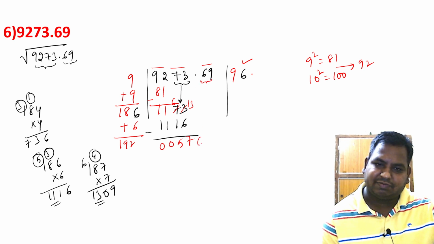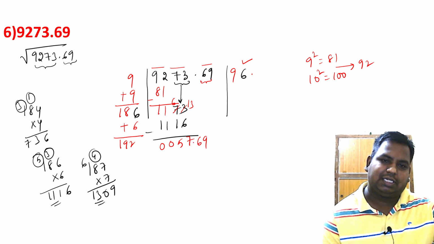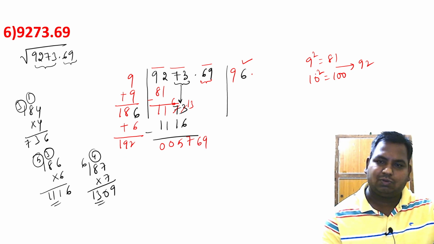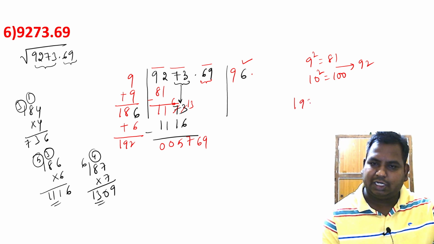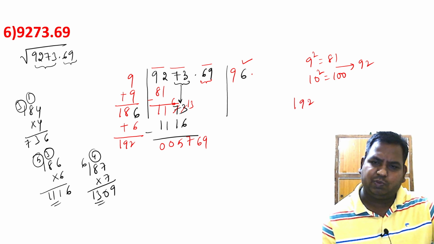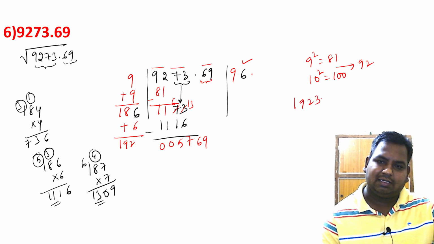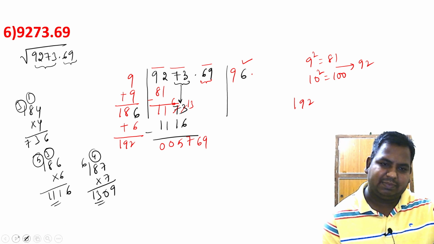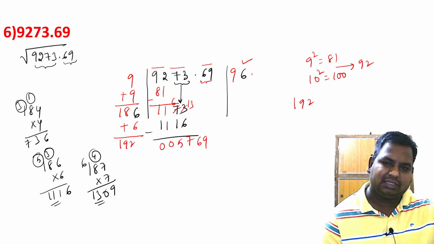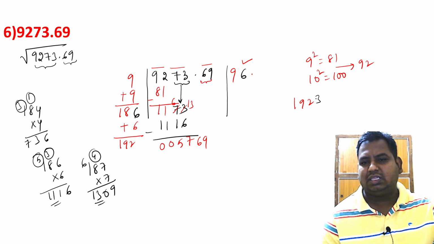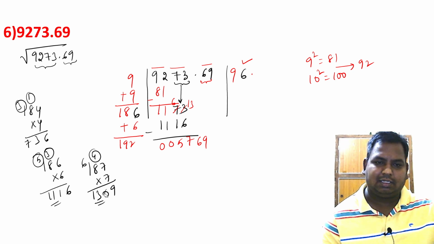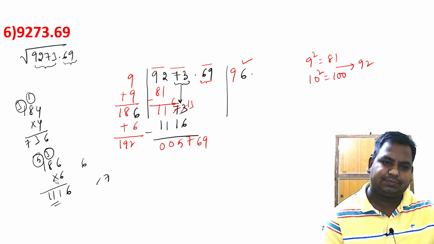Under the next bar we have 69. Bring down 69. Now here we have 192. So what will we do? We'll take 3 beside 192 and multiply with 3. So 1923 times 3, how much are we going to get here? I'll write it here once again.